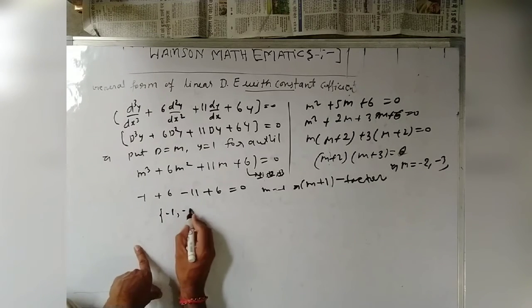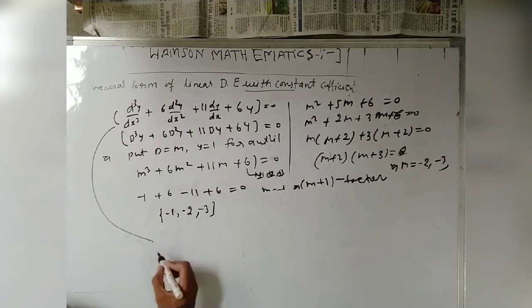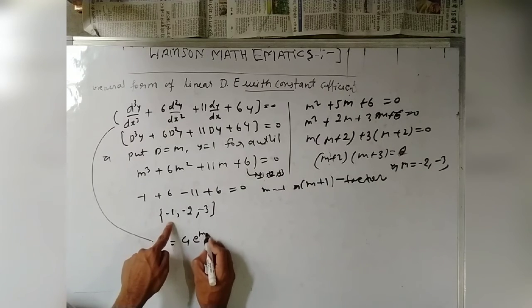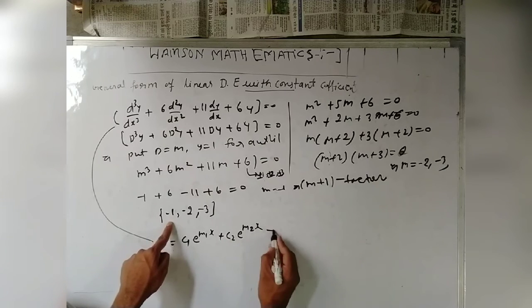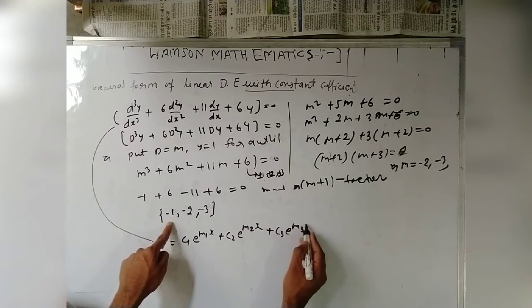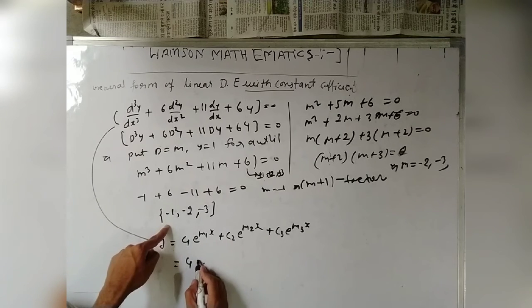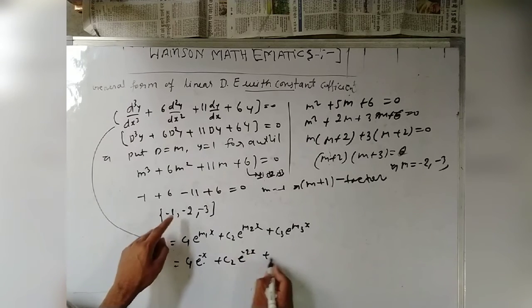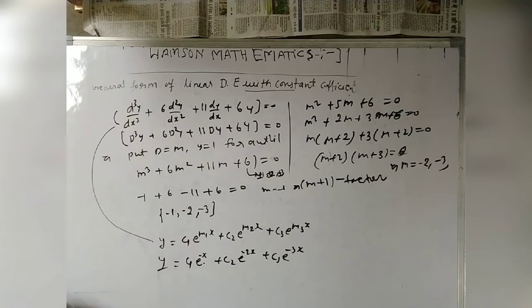The roots will be -1, -2, -3. So the solution of this equation, y is equal to c1 e to the power m1 x plus c2 e to the power m2 x plus c3 e to the power m3 x. So c1 e to the power minus x, c2 e to the power minus 2x, c3 e to the power minus 3x. So this is our solution. Let me write here another example.